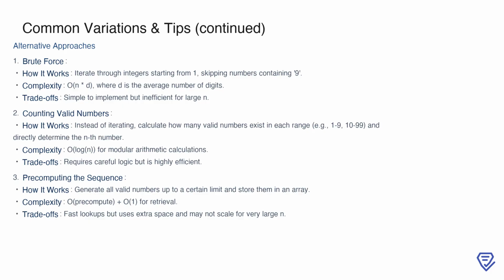A more efficient method is counting valid numbers directly. This involves calculating how many valid numbers exist in specific ranges, such as 1 to 9 or 10 to 99, and using that information to determine the nth valid number. This approach has a complexity of O(log n), but requires careful implementation. Another option is pre-computing the sequence of valid numbers up to a certain limit and storing them in an array. This enables O(1) lookups but requires additional space and may not scale well for very large values of n. Each approach has its advantages, so choose based on the problem constraints and required efficiency.